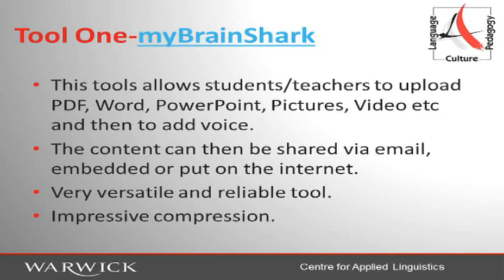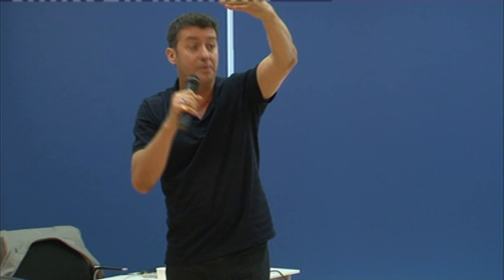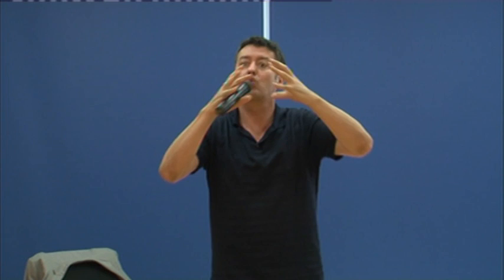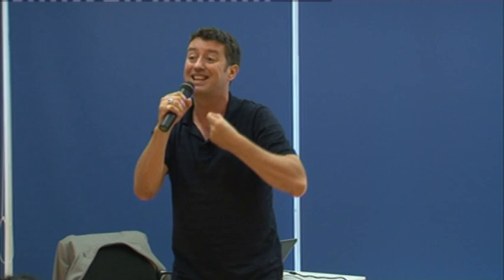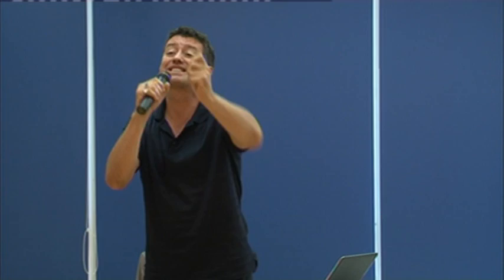So if we want to get our students to do speaking practice, we can get our students to go to My Brain Shark. They can upload a picture, or upload a PowerPoint presentation, or upload a Word document, and then add their voice. My Brain Shark squashes them together and makes a link. So the student can go home, do the recordings, practice their English, and send the link to the teacher. Or, if you're a teacher and you want to send some material to your students, you can go on My Brain Shark, upload a presentation, and then you can simply add your voice, compress it together, everything is automatic, it's very easy to use, and then send the recording.